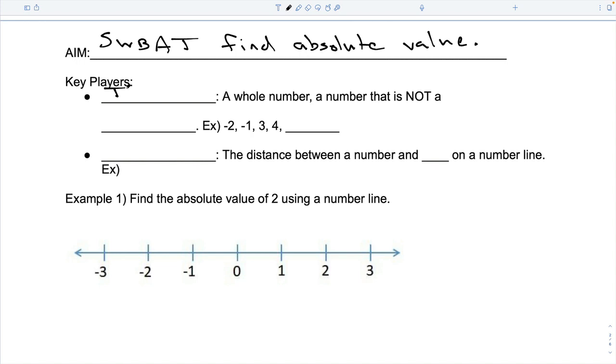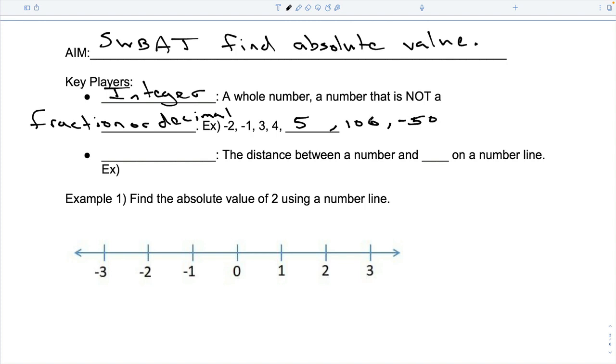The first key player, which is a word you need to know in math, is an integer. It's a whole number that is not a fraction or decimal. Some examples are -2, -1, 3, 4. You could put down 5. You could say 100, -50. You just jot down a few whole numbers. They cannot be fractions to be integers.